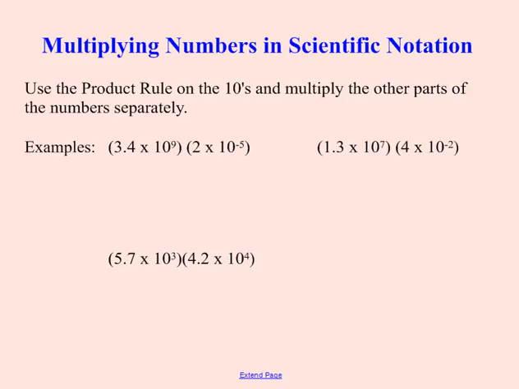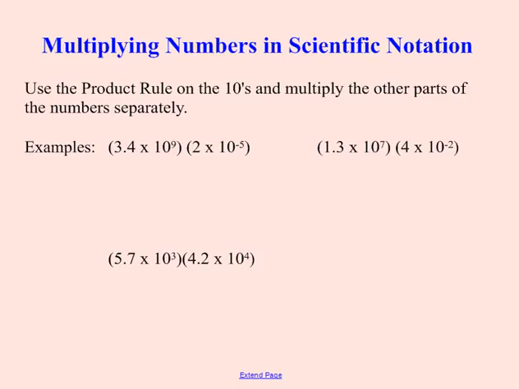All right, next we're going to talk about multiplying numbers in scientific notation. Use the product rule on the tens and multiply the other parts of the numbers separately. You should be familiar with the product rule. Of course, with the product rule, anytime we multiply with the same base, we add the exponents. So let's put this to use here.